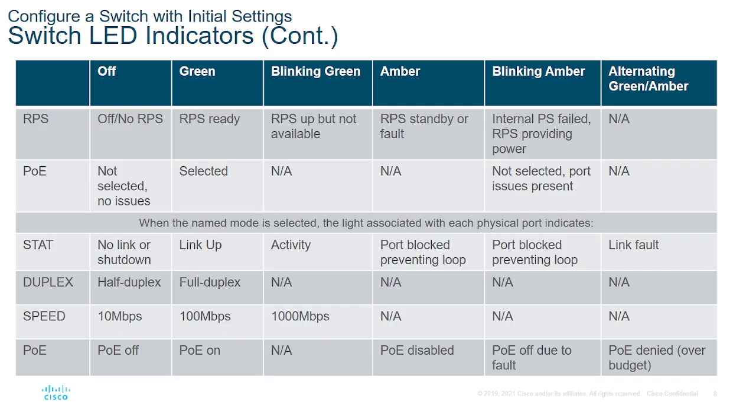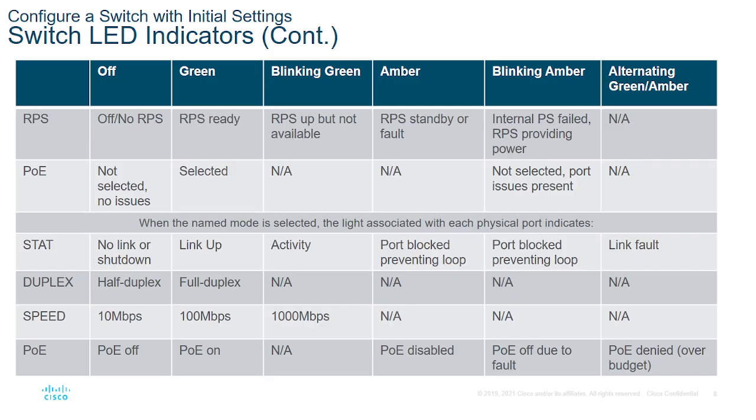Then we have the speed LED. If it is off, meaning that there's no lighting on the port, it means that the port is running at 10 Mbps. If it is green, that is without blinking, a full green, it is running at 100 Mbps. And if it is blinking green, it means that the port is running at 1000 Mbps.